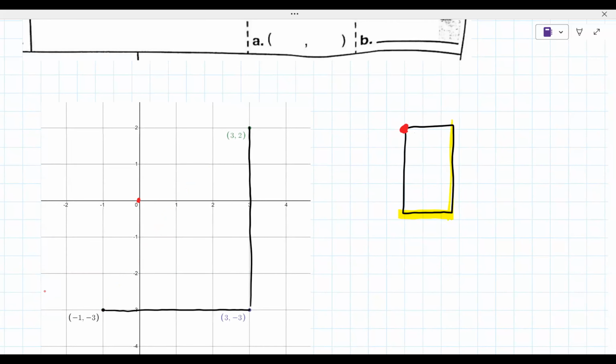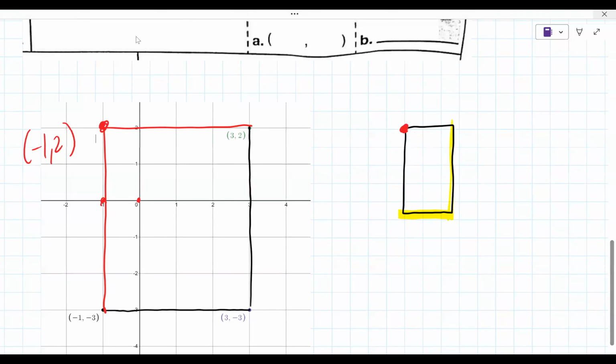Move one left. Okay. Anything else? Up two. All right, so that's negative one, two. That is the first thing it's looking for.